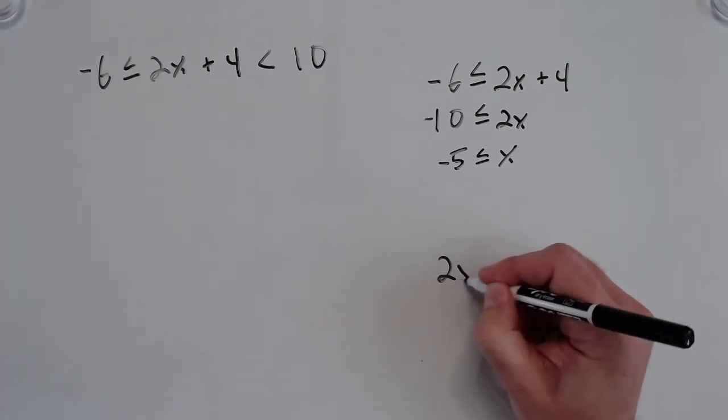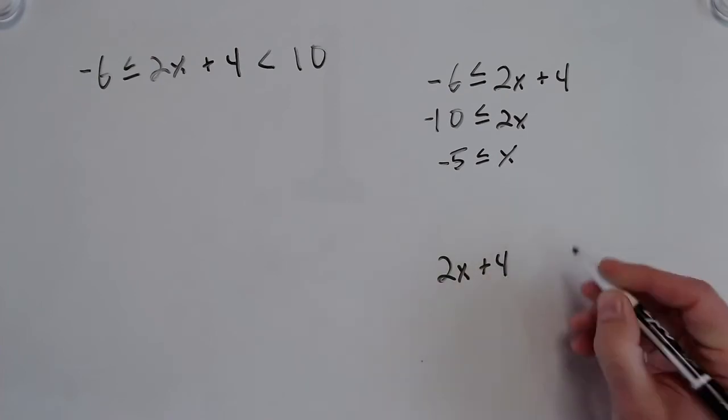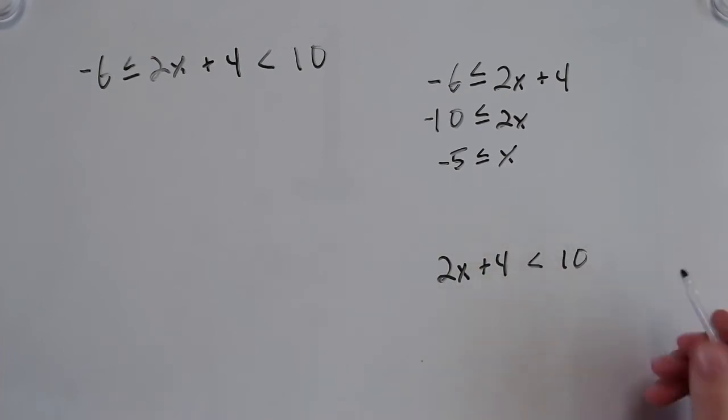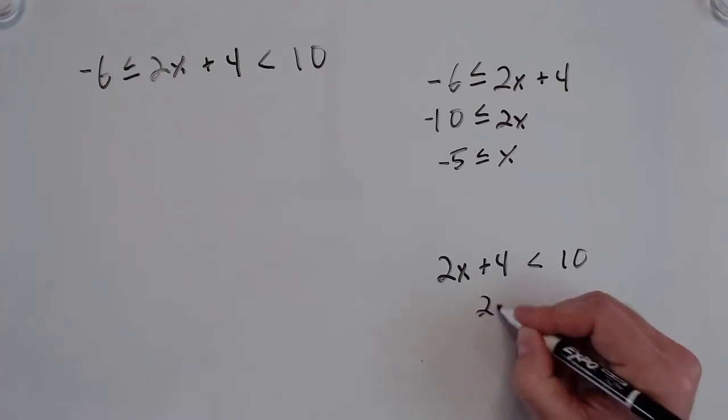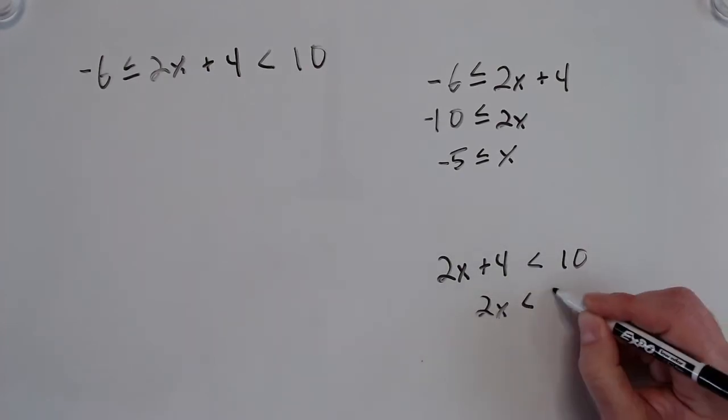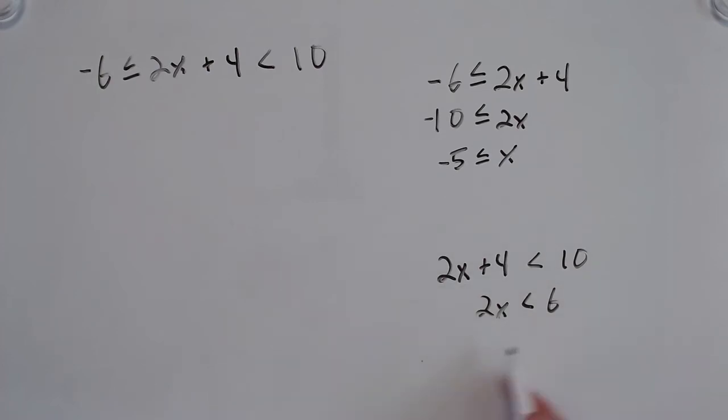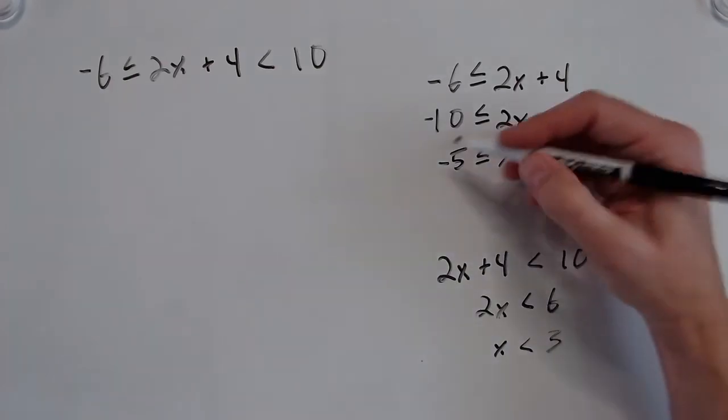We know that 2x plus 4 is less than 10. Again, we have an inequality. We don't have an equal sign, but we can do things to both sides of the equation to keep it happy and balanced. So we need to subtract 4 from both sides, and that gives us 2x is less than 6. Divide both sides by 2 to give us x is less than 3. So we have our two statements here.